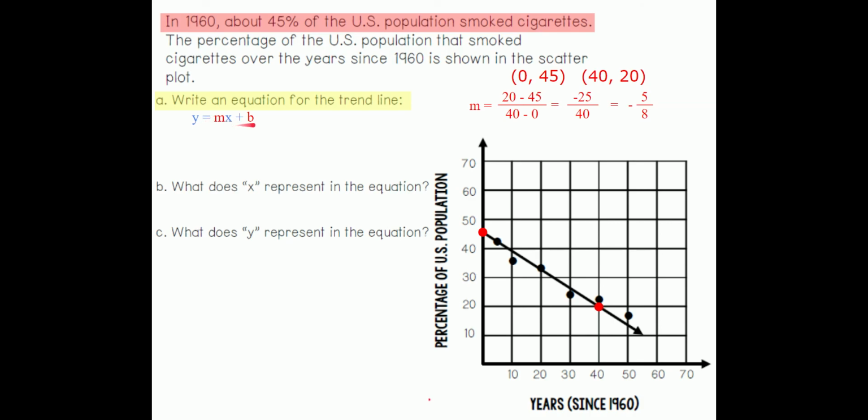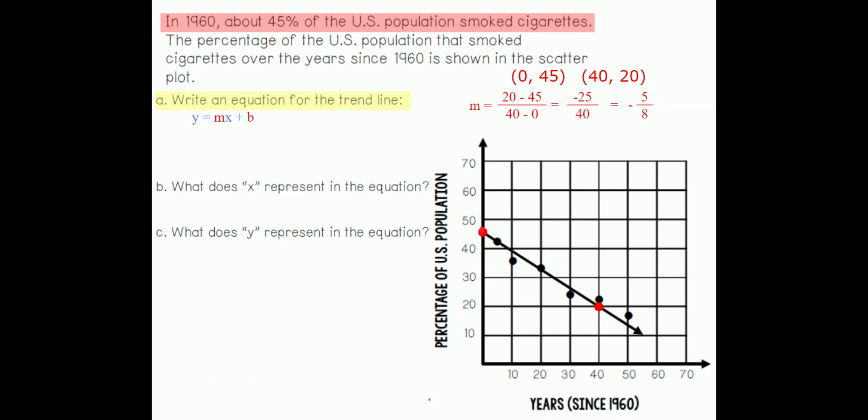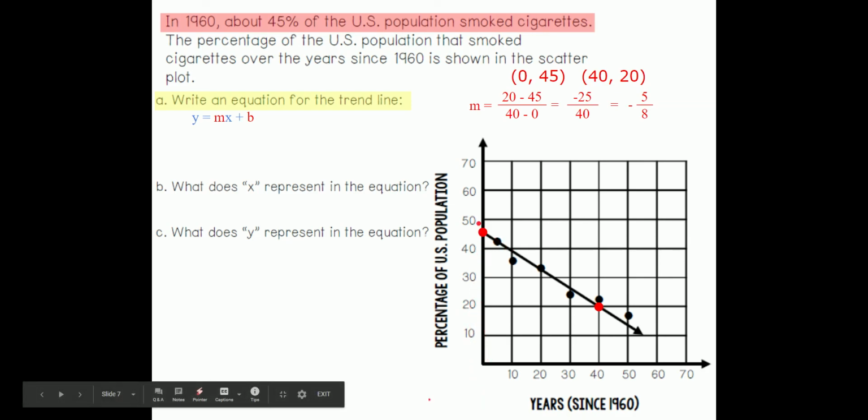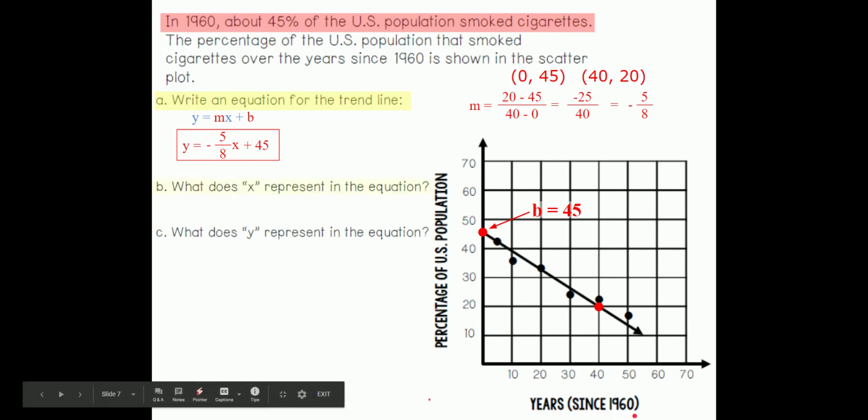We still need to find our y-intercept. Our y-intercept is where this line touches the y-axis, and it touches at (0, 45). So our y-intercept is 45. So y equals our slope, which is negative 5/8 x, plus b, which is 45. And that's our equation. What does the x represent in this equation? Well, the x is the number of years since 1960. And what does the y represent in this equation? If we look at the y-axis, the y is the percentage of the population that smokes.